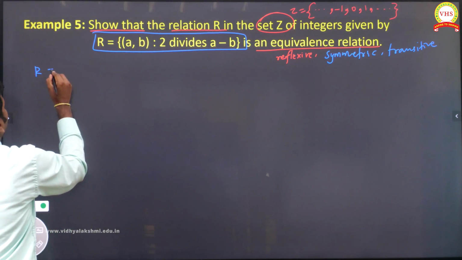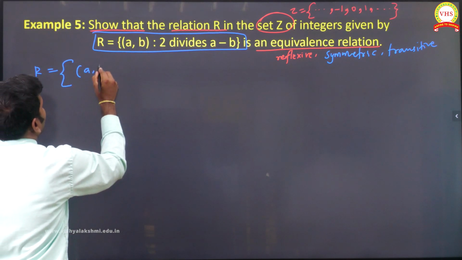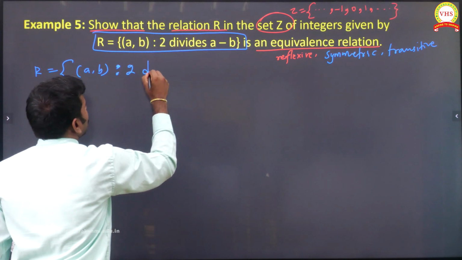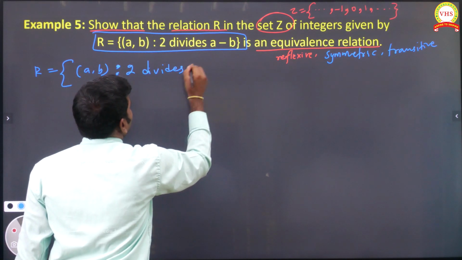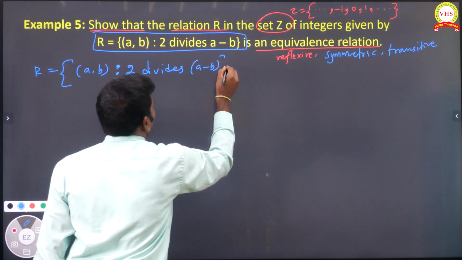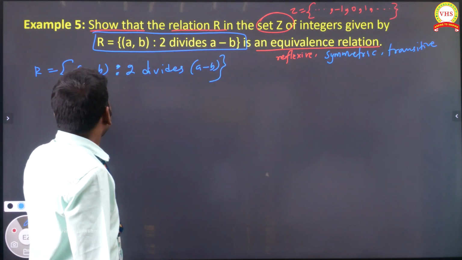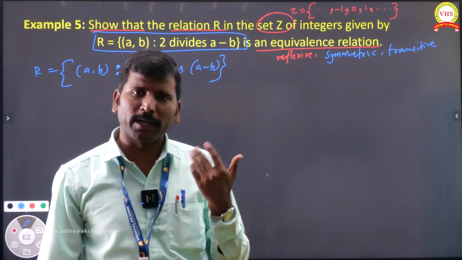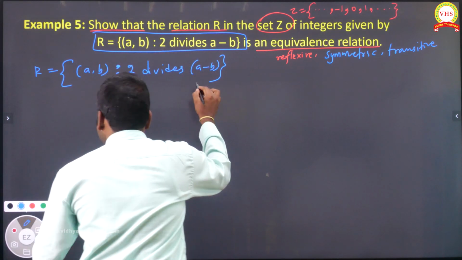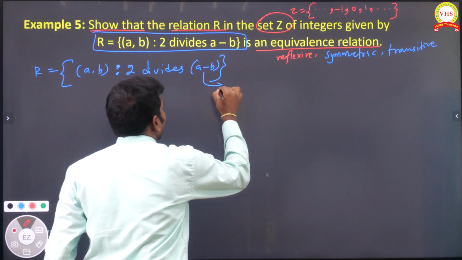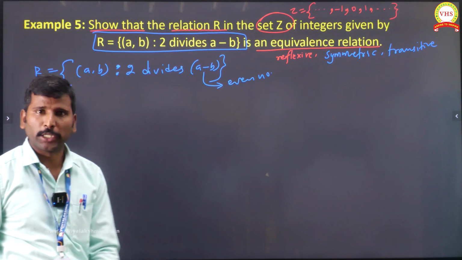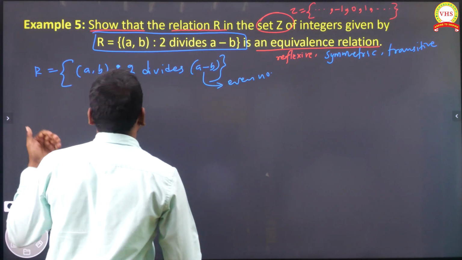First I'll write R is equal to (a, b) such that 2 divides a minus b. Means when you subtract these 2 terms, it should be divisible by 2. Divisible by 2 means this must be an even number. Then only it will be divisible by 2. Understand? Right, fine. Now we'll start.